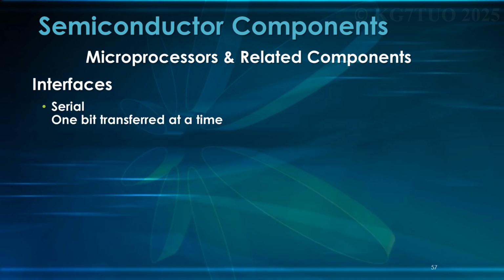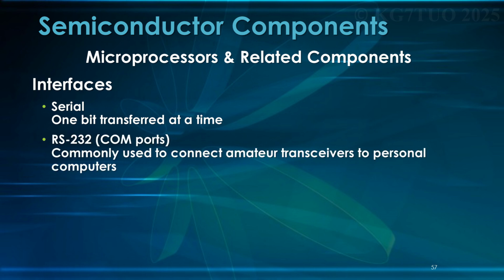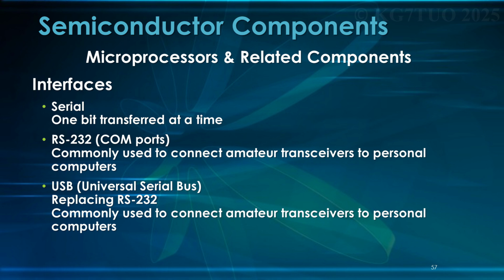Okay, interfaces. You got serial, which is 1 bit transferred at a time. So that's single pulse. RS-232, or COM ports, are commonly used to connect amateur transceivers to personal computers. Serial interface and RS-232 COM. Right now, we use USB, Universal Serial Bus. That's replaced the RS-232. A lot faster, and they're standardized.